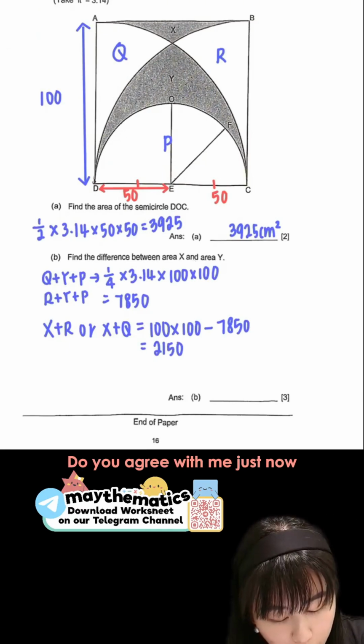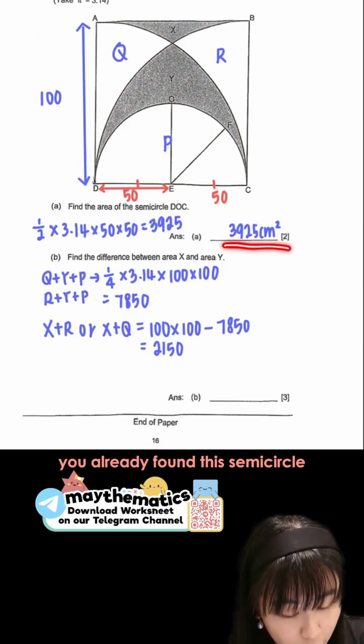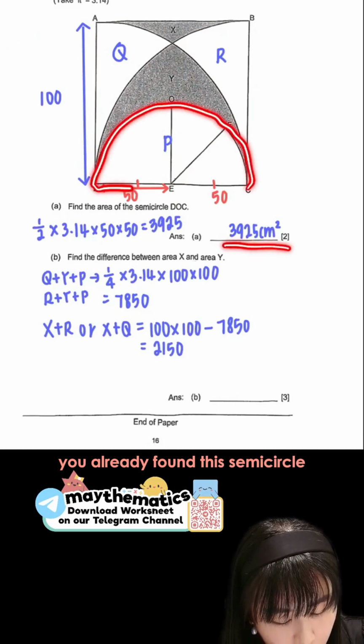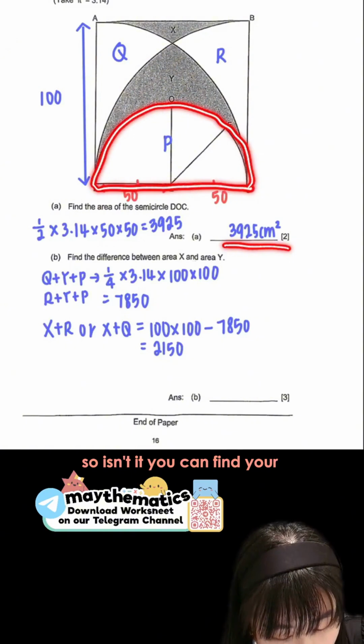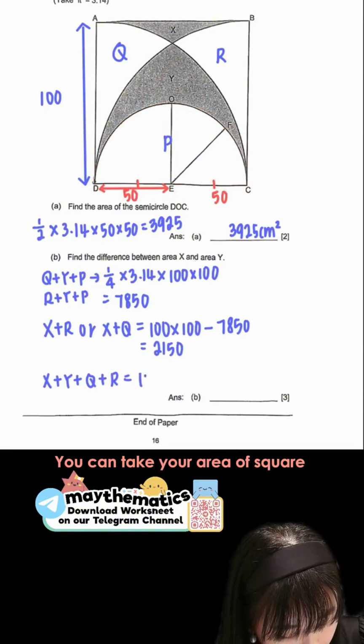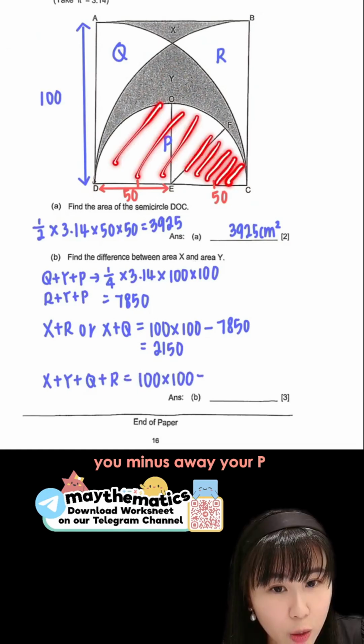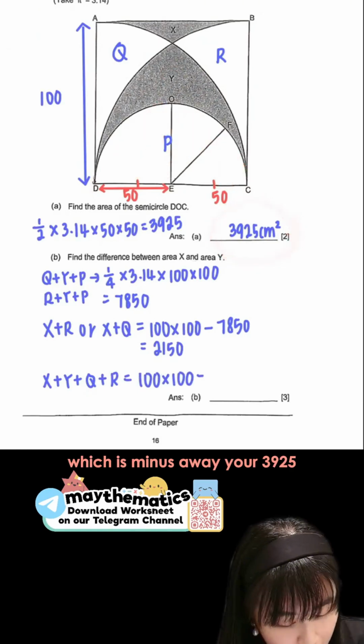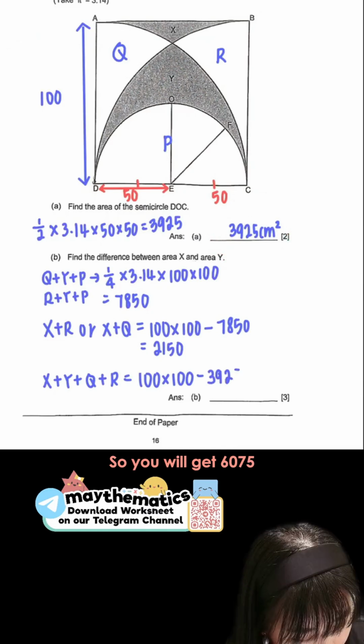Other than this, what other things can you find also? Do you agree with me? Just now you already found 3925. You already found this semicircle. So isn't it you can find your X, Y, Q, R as well? You can take your area of square, 100 times 100, minus away your P, which is minus away your 3925. Understand? So you will get 6075.